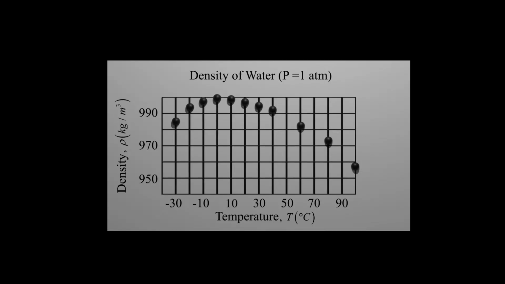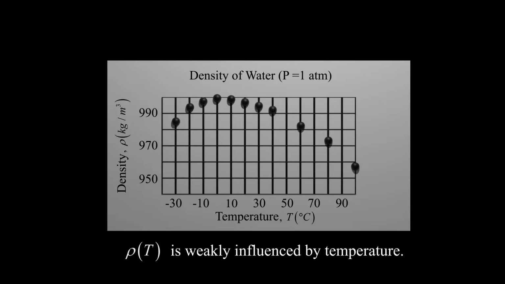Take water, for example. Water is very unique because its density is a complex function of temperature. If we hold pressure constant at 1 atmosphere, we see that it has a maximum density at 0 degrees Celsius. At very low temperatures below 0 degrees Celsius, water freezes into ice, and its density decreases the lower its temperature gets. For temperatures greater than 0 degrees Celsius, as the temperature increases, the density of water decreases as well. In general, the density of water is insensitive to changes in temperature. There is only about a 5% difference in its density from 0 degrees Celsius to 100 degrees Celsius.